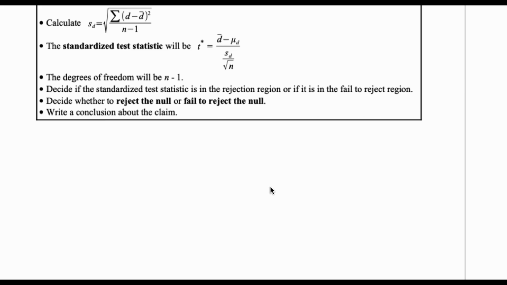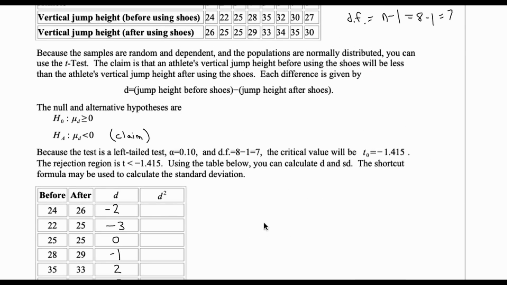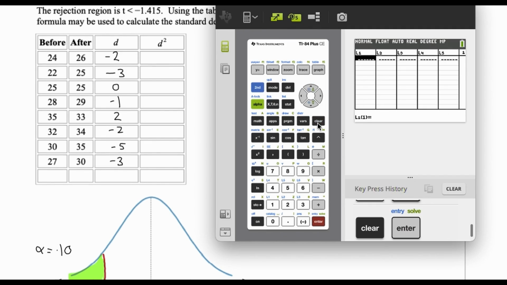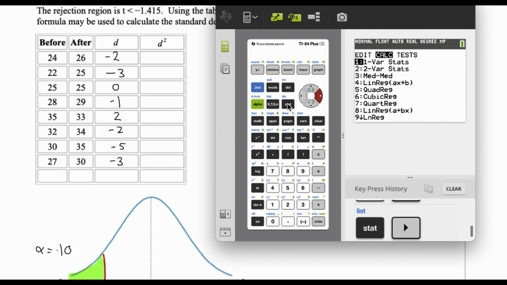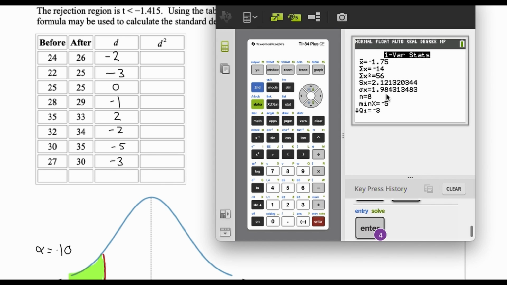Now, the formula that we're going to plug into for the differences is going to be this. We need the mean of the differences, and we also need the standard deviation of them. So we could just plug into the calculator. Alright, so we'll put in negative 2. Okay, there's all my differences. I'm going to hit stat, calc, one variable stats. Our mean comes out to negative 1.75. Our standard deviation is 2.12.